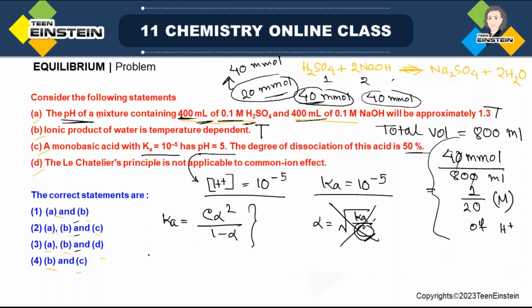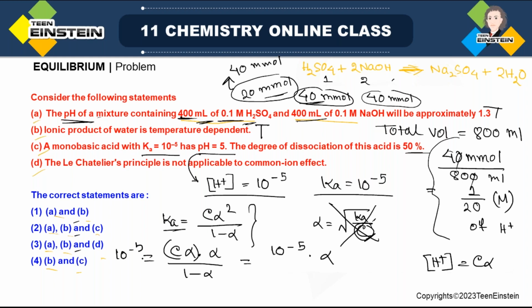So in this equation, write C alpha square in this form: C alpha dot alpha. Why am I doing so? There is a reason behind it. I will replace this C alpha with the H plus concentration. Remember, H plus concentration is basically equal to C alpha. So in this place, now I will write 10 to the power minus 5 multiplied by alpha. And this value is also 10 to the power minus 5. So on both sides, these two cancel. So now we are left with 1 minus alpha equal to alpha.